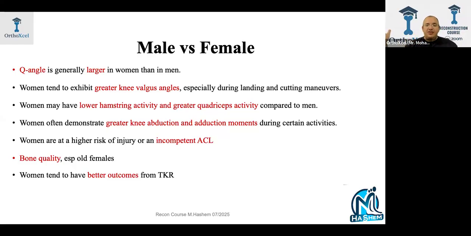Because of this position of the pelvis, the mechanical axis moves in all the females to the inner side. So the center of the knee is out on the outer side. That's why they all have a greater knee valgus angle. So the female, especially the sporty female, when they come landing from height or jumping or doing anything, they land on the knee in a valgus position because the mechanical axis is actually far lateral than the normal male.